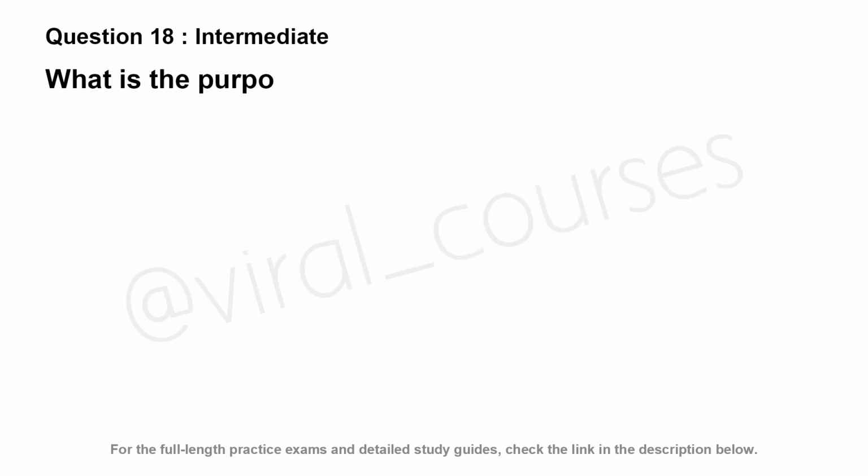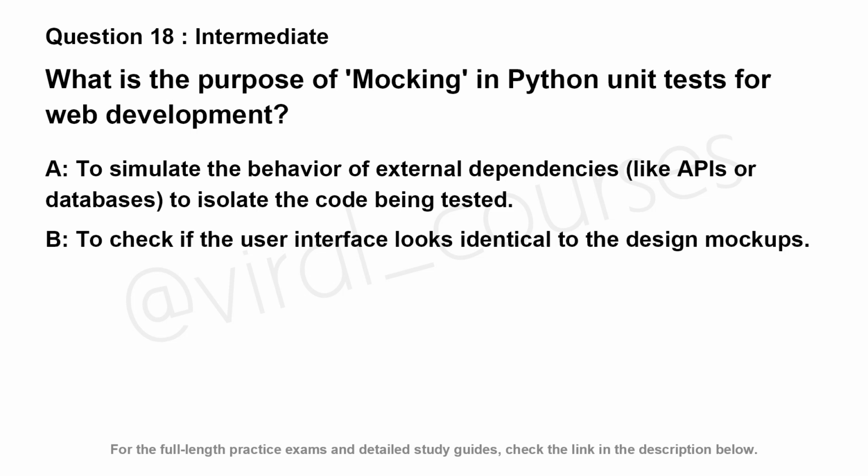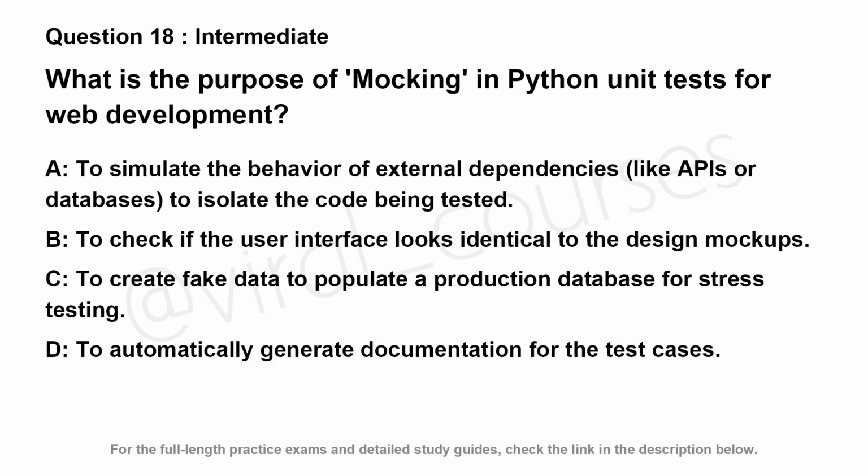What is the purpose of mocking in Python unit tests for web development? Option A. To simulate the behavior of external dependencies, like APIs or databases, to isolate the code being tested. Option B. To check if the user interface looks identical to the design mockups. Option C. To create fake data to populate a production database for stress testing. Option D. To automatically generate documentation for the test cases.